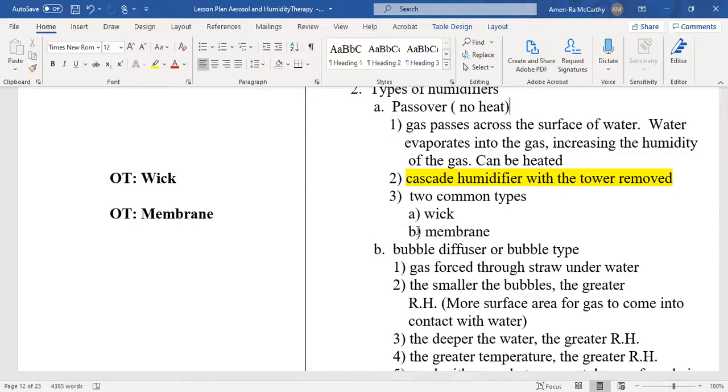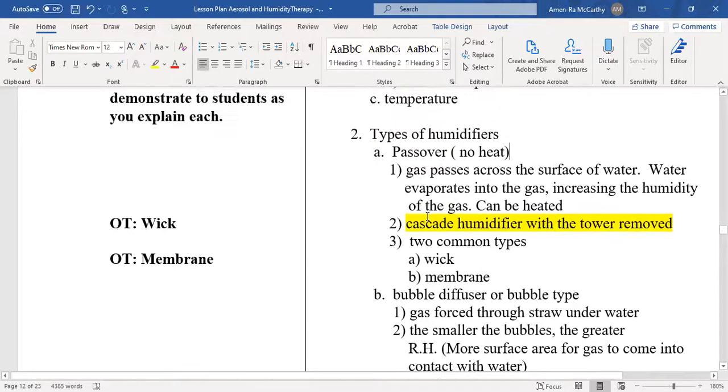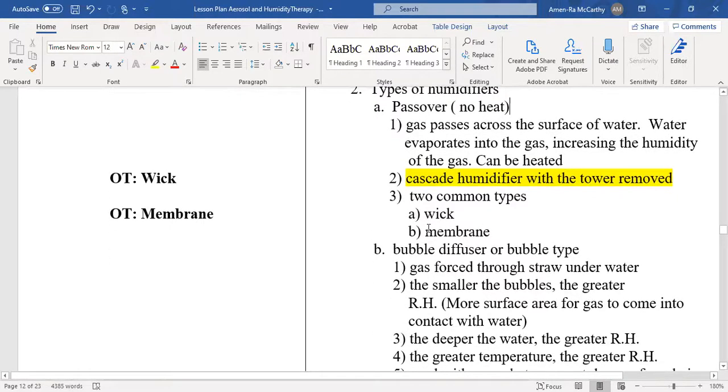This is still a passover humidifier. If it's on heat, it's a cascade. You won't see the wicks dripping down in there. That's paper. They don't do that no more. The membrane or the wicks, you don't even see anymore, but they still test on it. That's why it's important to be live and understand when you're in class, because you need to know that. Those are two common types of the passover, the wick and the membrane type.